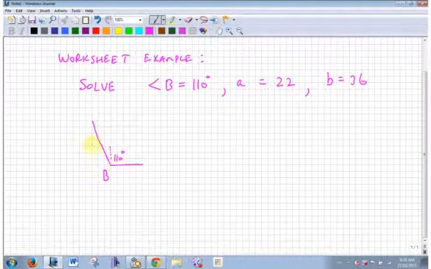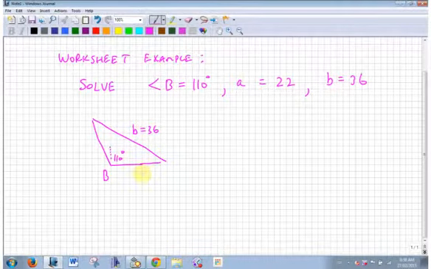Now, where do I put these? Doesn't matter. Could this be A? Sure. Could that be A? Sure. Could this side over here be A? No. Because opposite big B has to be little b, and I'm given that. But here or here doesn't matter. Let's put it down here, I guess.